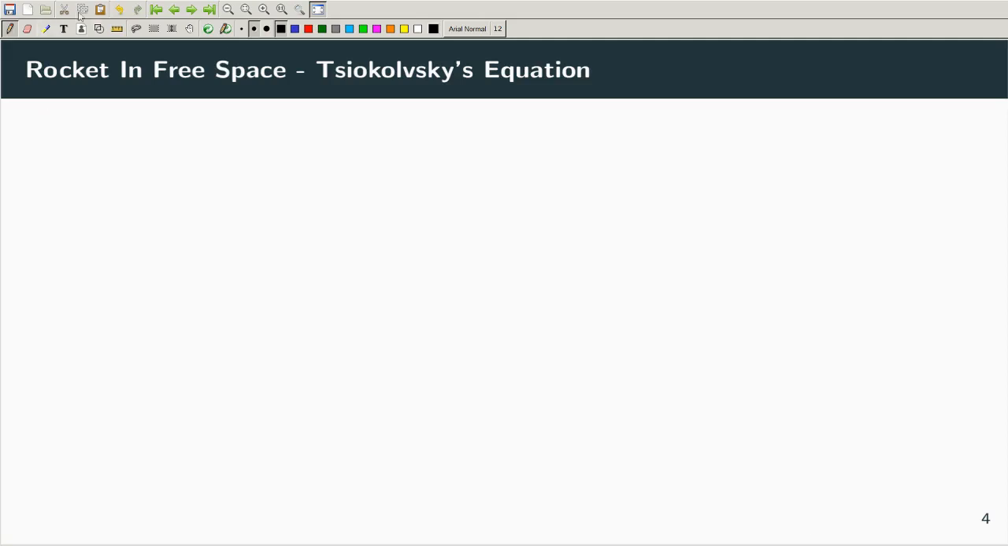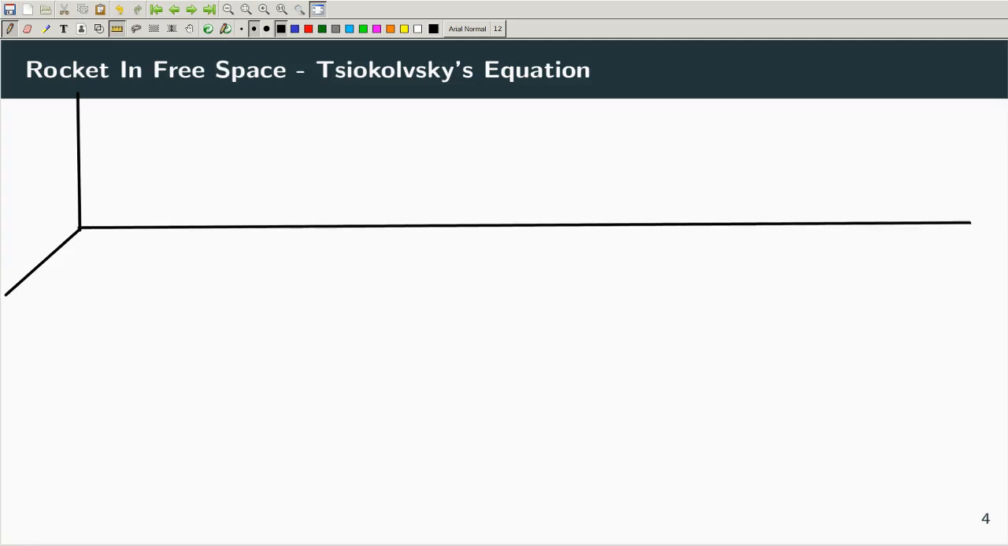So if I set up a frame of reference here, I'll still draw the 3 dimensions. Actually, I might draw that a bit further over here. This will be the x-axis.